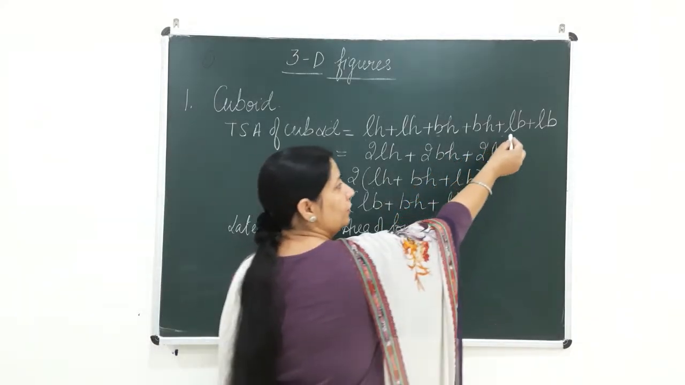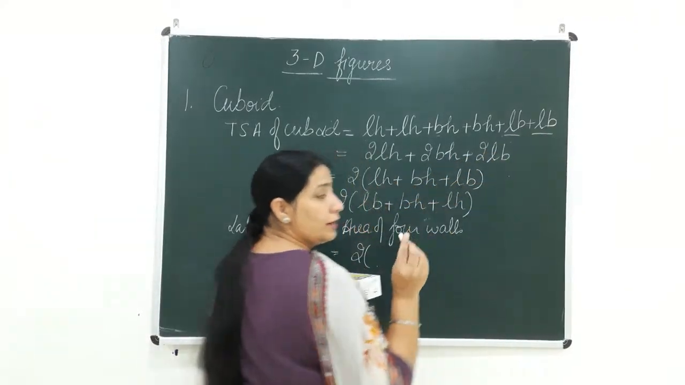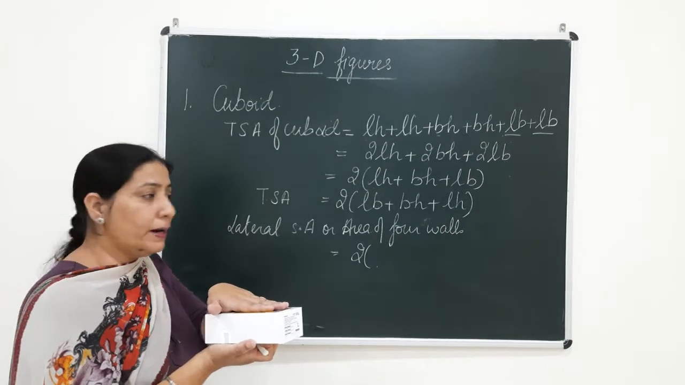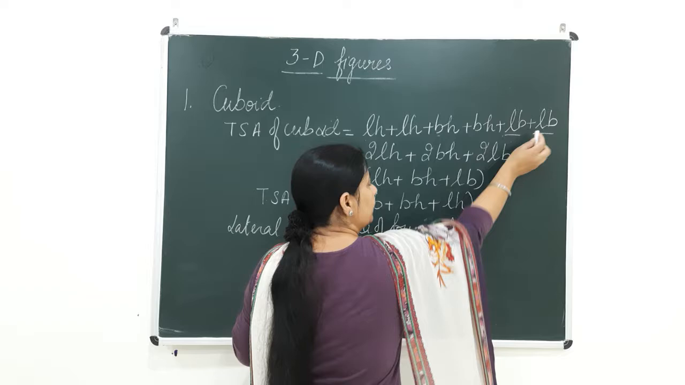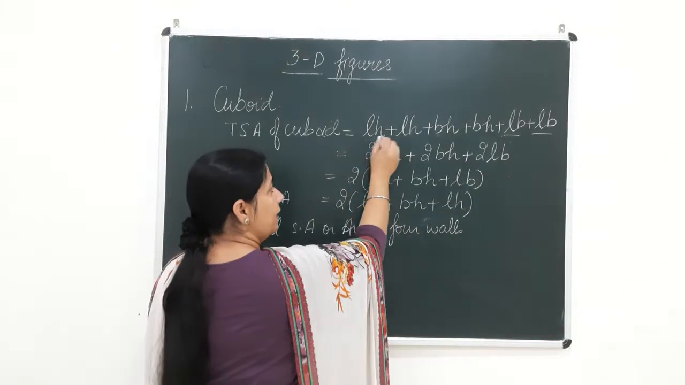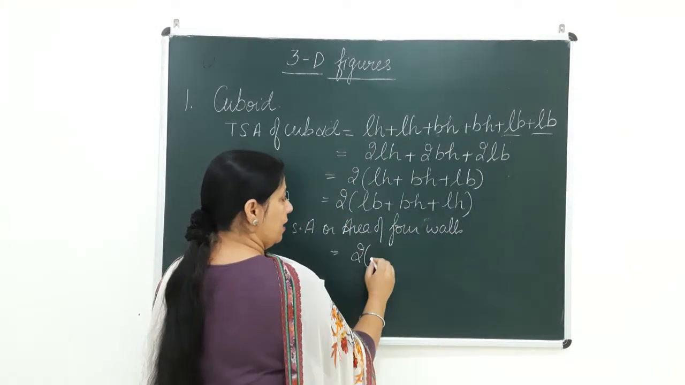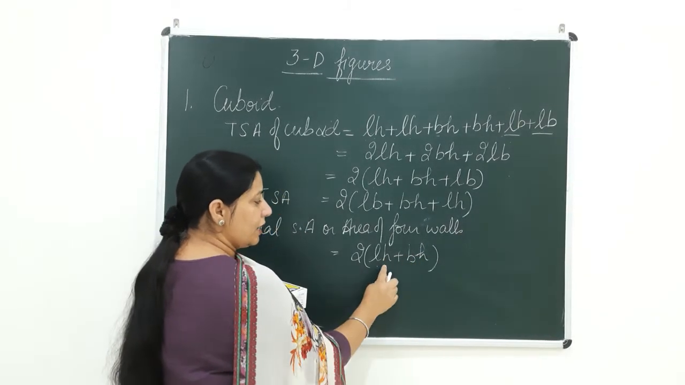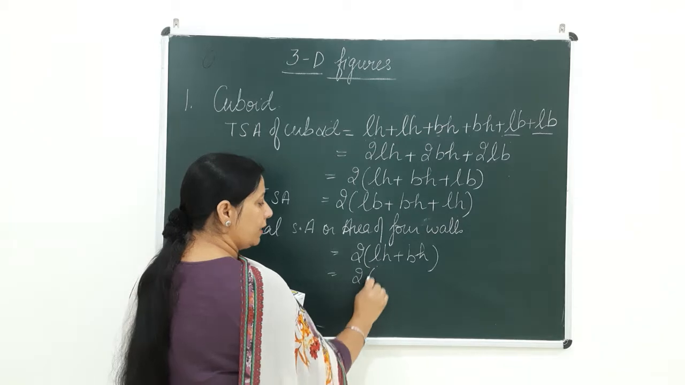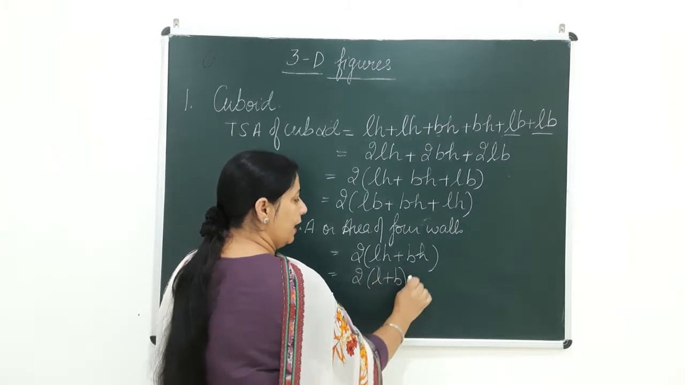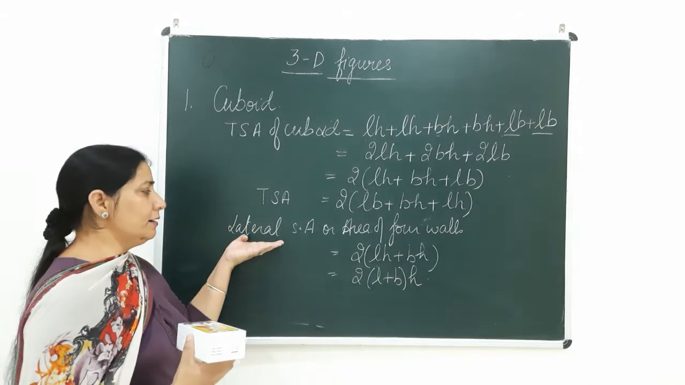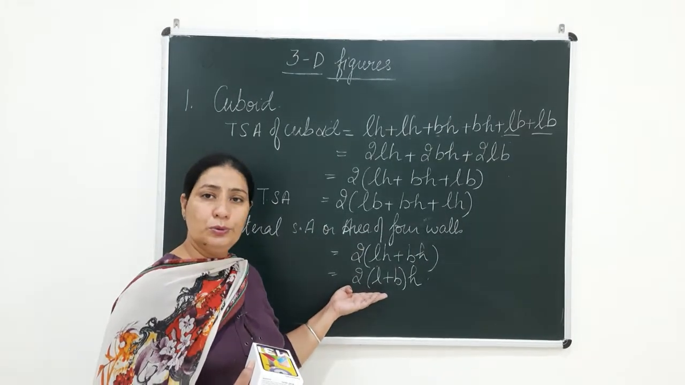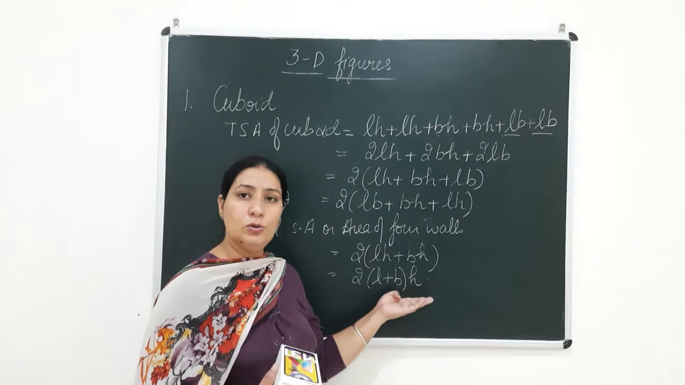I will not have this and this, because the top and the bottom faces have the dimensions length into breadth. So I will not have the length into breadth here. I will have 2 (LH plus BH). Clear? Now out of this H can be taken out common. So when I take out H common, the formula of the lateral surface area, or the area of 4 walls, will be equal to 2 (length plus breadth) into height.